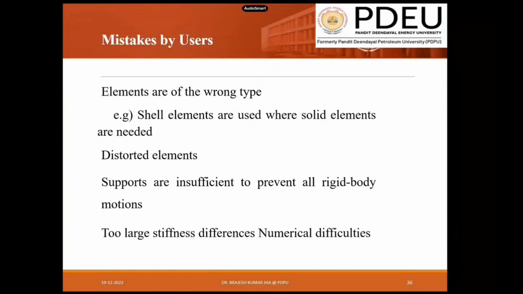Sometimes we make mistakes. Elements are of the wrong type. So shell or plate elements are used where solid elements are needed. Misinformation leads to the maximum error. As I told earlier, the selection of the element is very important to proceed with the finite element method. If your information is insufficient, then you will get the maximum error.